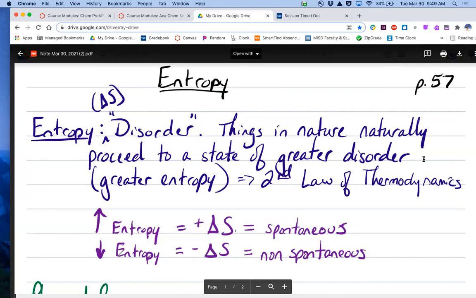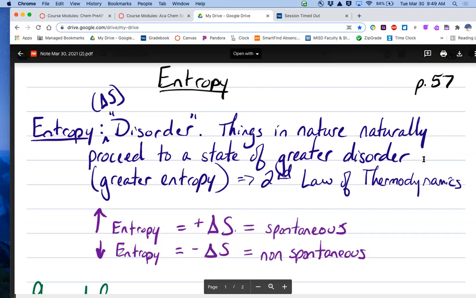Okay, so sorry for these being kind of backwards. I was half asleep when I wrote these this morning. The second law of thermodynamics says things in nature naturally proceed to a state of greater disorder. And you know that just from looking at your room. I mean, you really have to put in energy to get your room back in order. You just kind of don't for a while, and it looks like your room, which is probably better than mine.